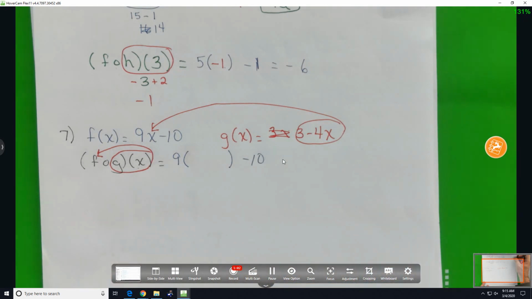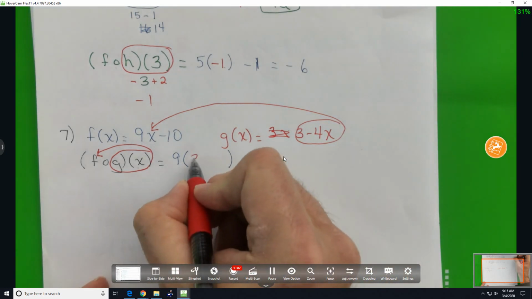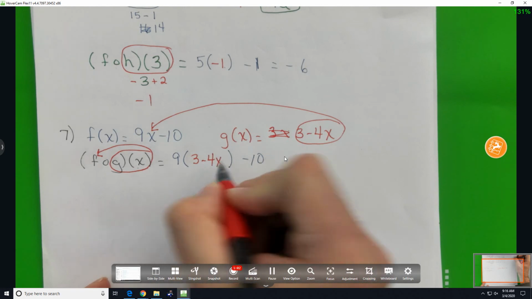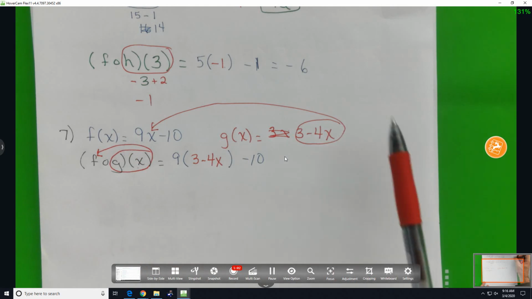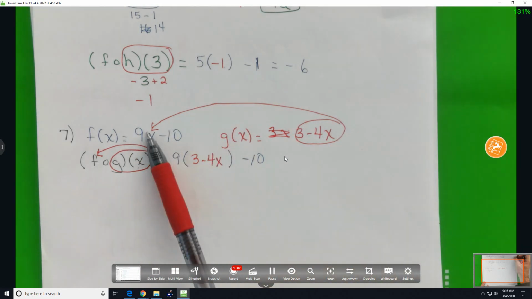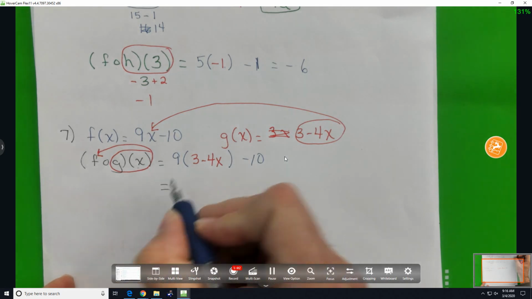So in place of the blue x, I'm putting the red 3 minus 4x. That's f of g of x, that f∘g of x. Plug g of x into f. Okay? So these arrows, I'm just thinking, okay, plug this into that. And I can do a little simplifying here. What can I do?